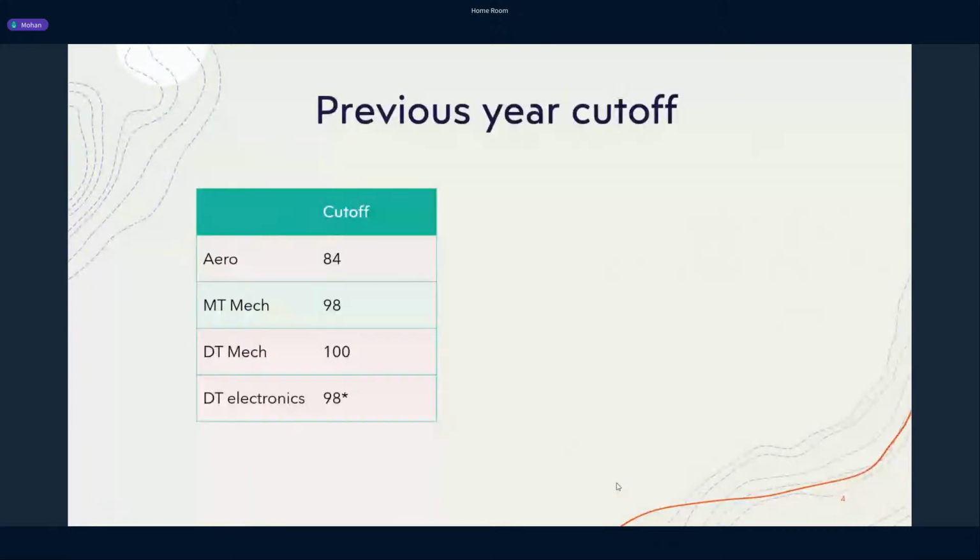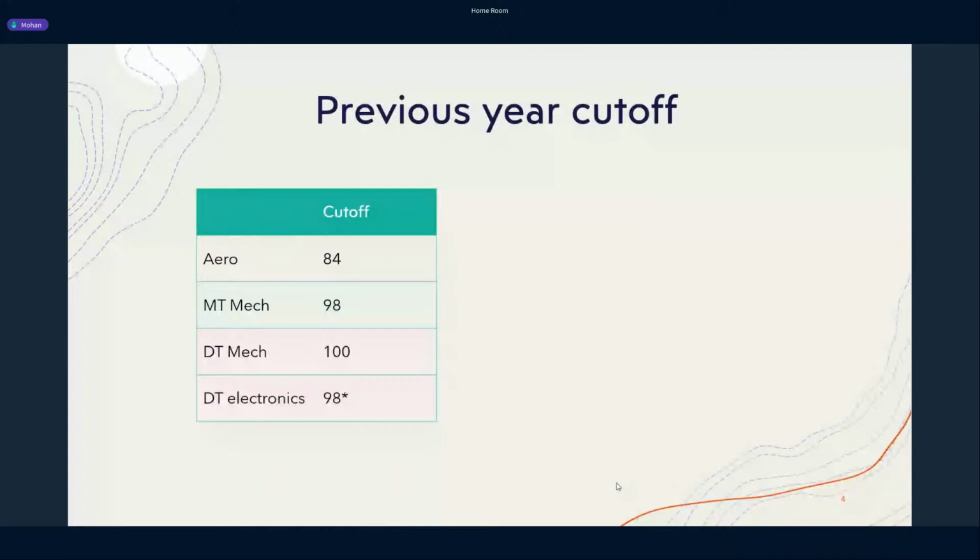These are the previous year cutoffs I got from my friends. Last time for aero it was 84, and for management trainee it was 98. These are all for the general category. I don't know the cutoff for other categories. It might be 5 or 10 less. That's all. There is not too much difference.